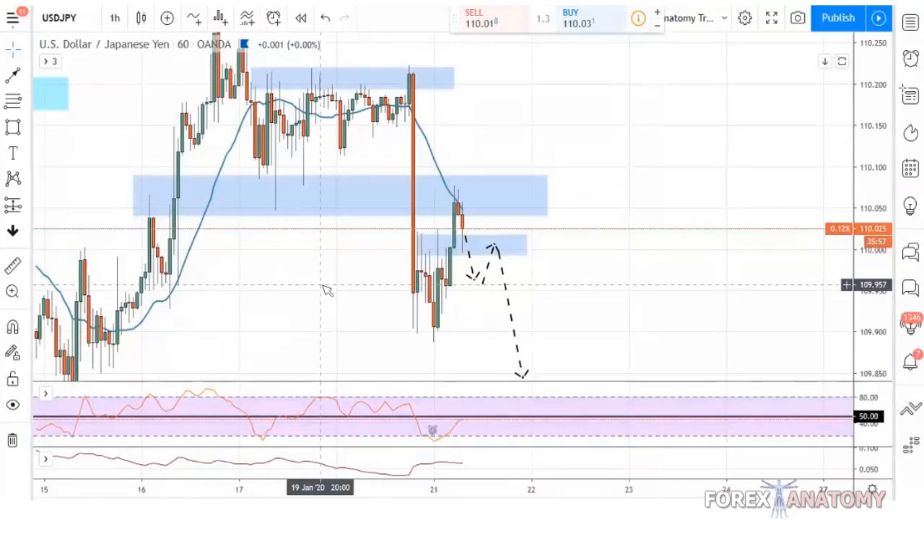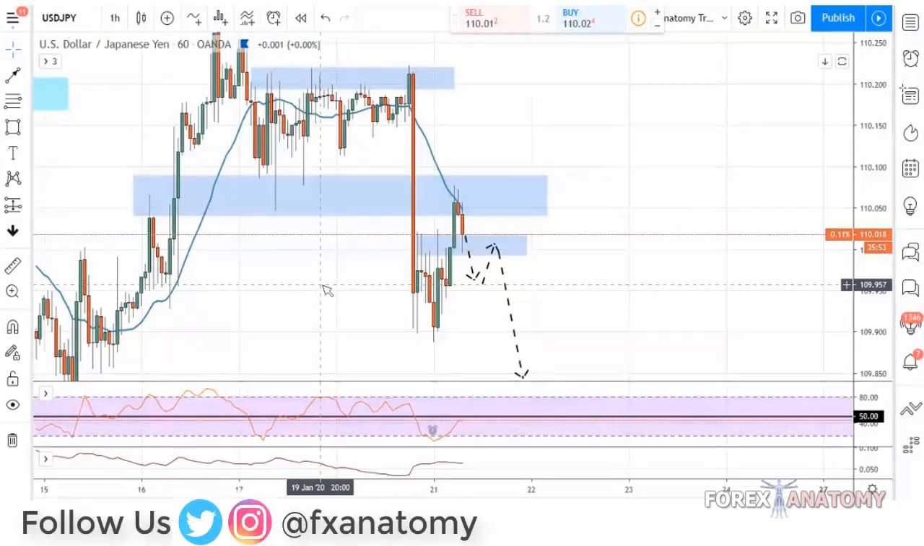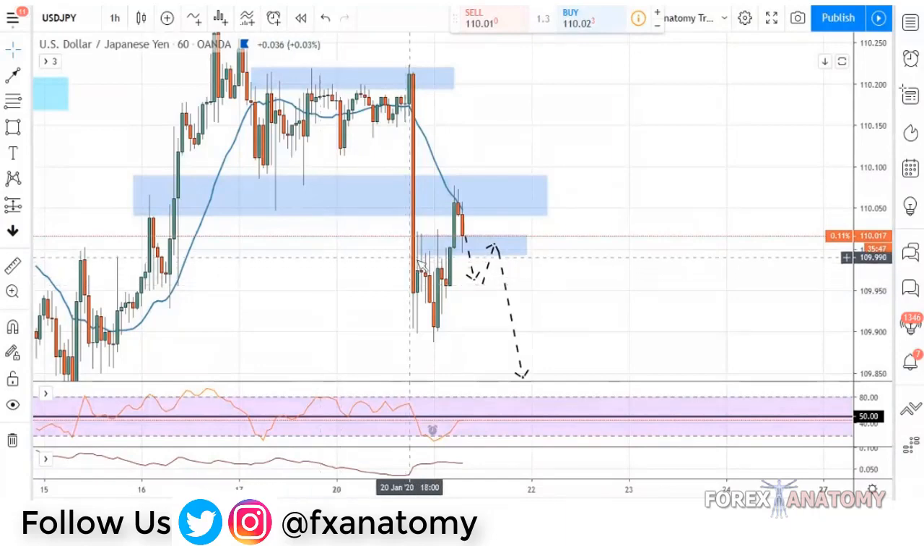Patience has a way of rewarding those. It's a characteristic, it's a fruit that a lot of people don't have. But if you develop the fruit of patience and then you apply it to trading, then it could work out in your favor. But that's it, guys.